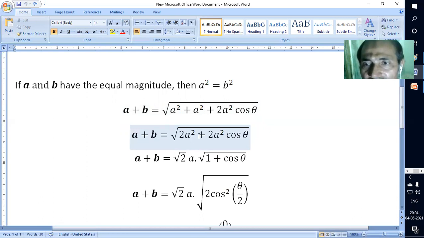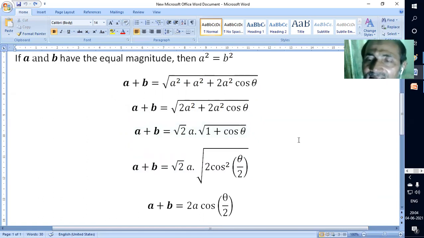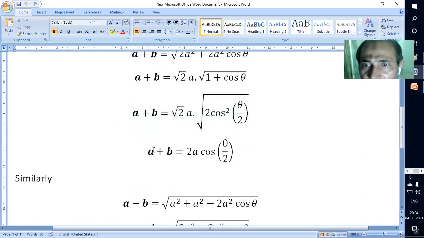Then this 2A square being common, you can take it outside of the root, then you'll get root 2 of A into under root 1 plus cos theta. Then 1 plus cos theta can also be written as 2 cos square theta by 2, since cos theta is 2 cos square theta by 2 minus 1. The minus 1 and plus 1 will of course get cancelled. Then the result will become like this. Now again root 2 you can multiply with again root 2. Then your total answer will be that the magnitude of the sum of the two vectors is equal to 2A cos theta by 2. You have to take the half angle.